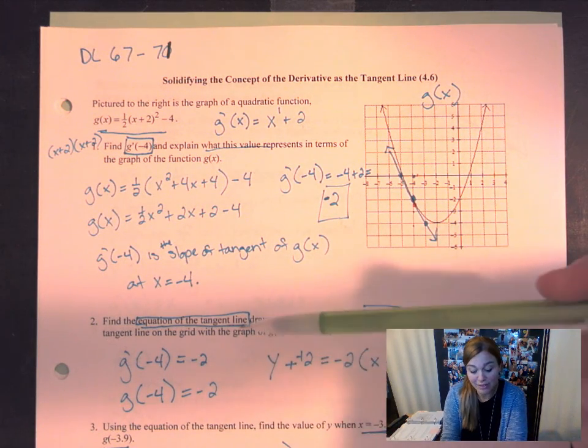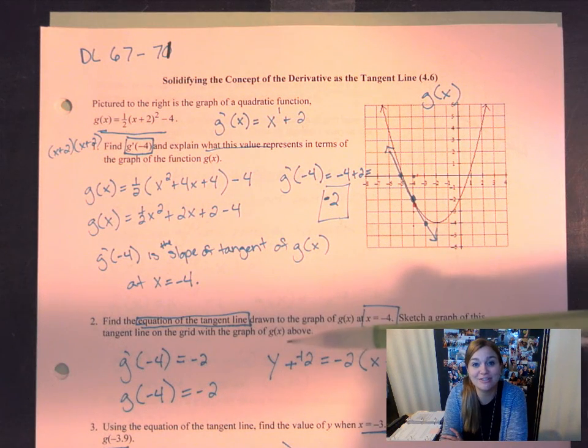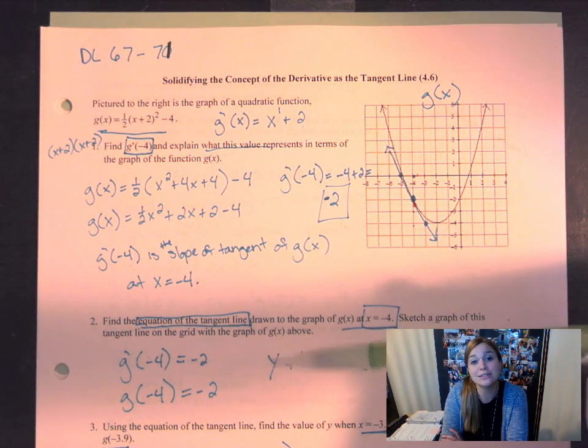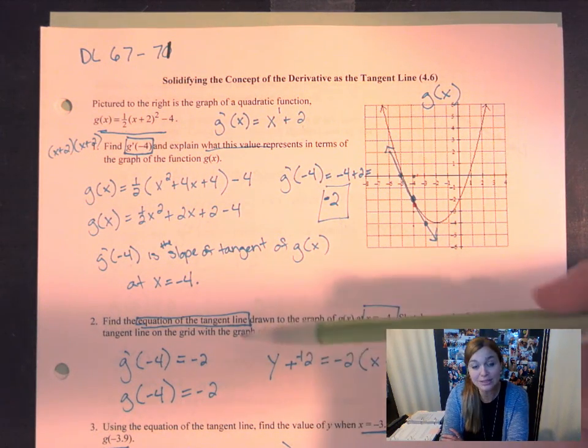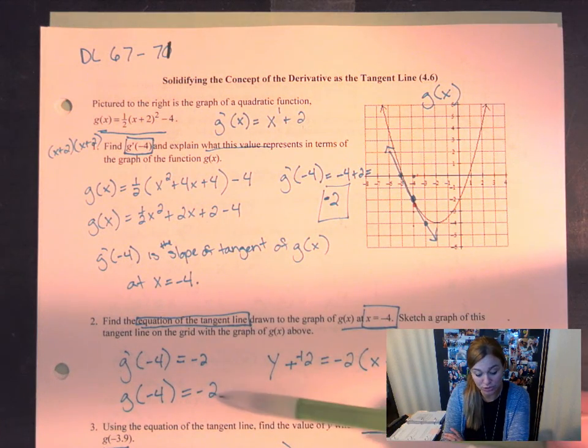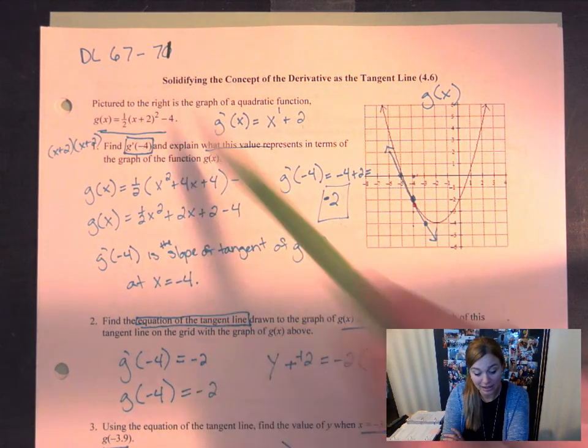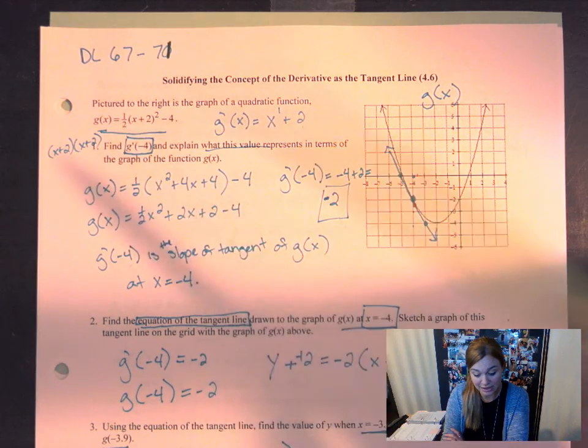In the next one, find the equation of the tangent line. To find the equation of the tangent line, you need two things. You need a slope and a point. The point is going to be from the original function. So g of -4 is equal to -2, which came from up here. So g of -4 is -2.